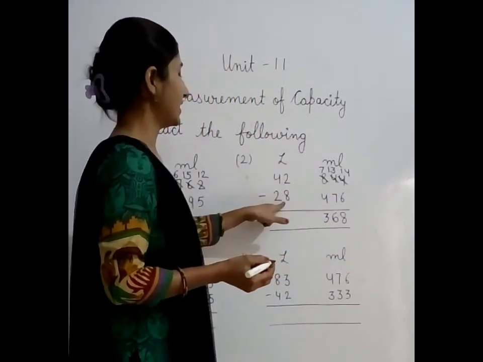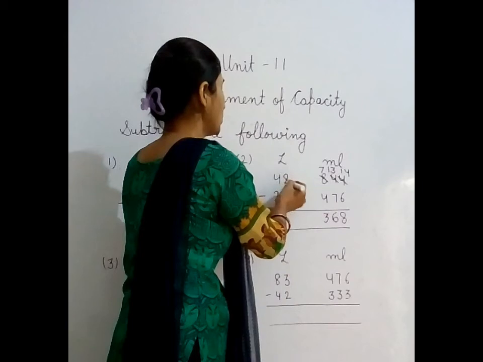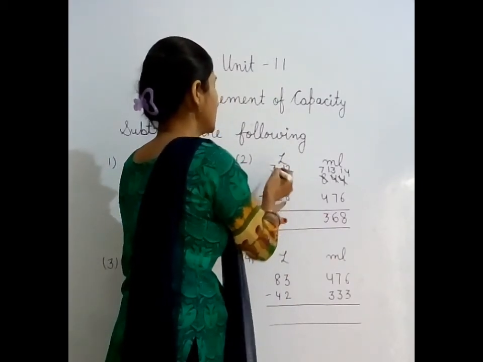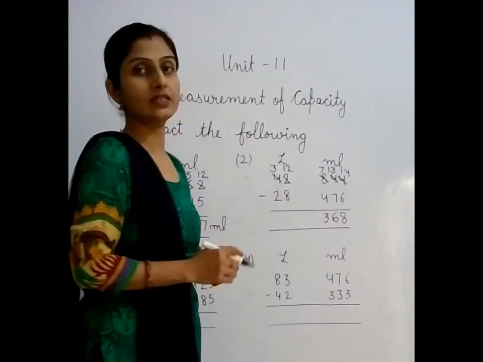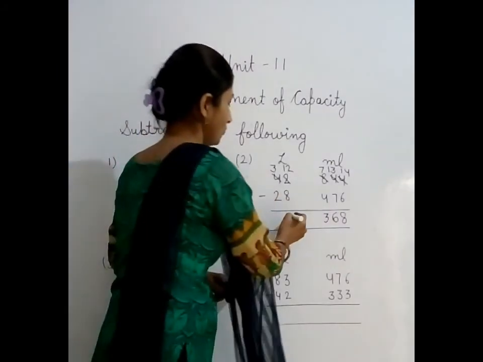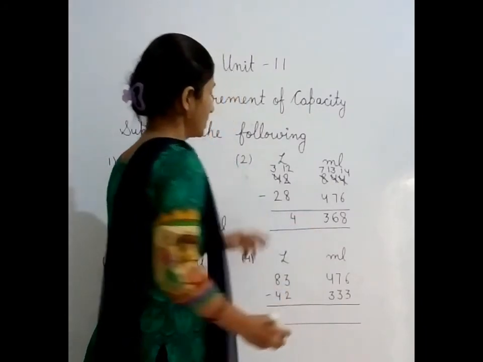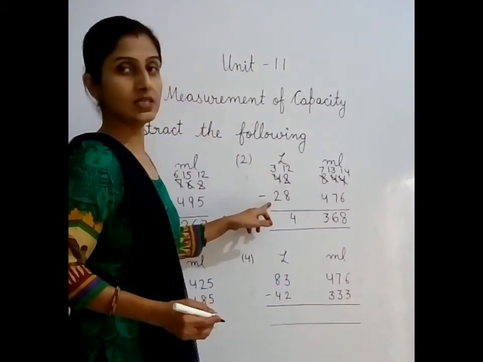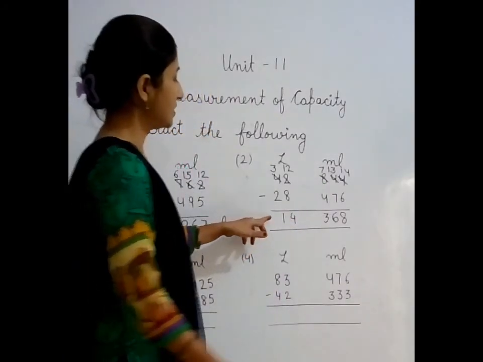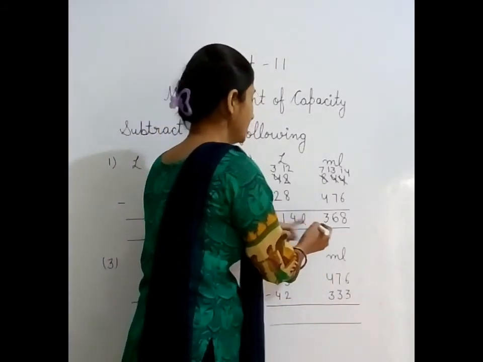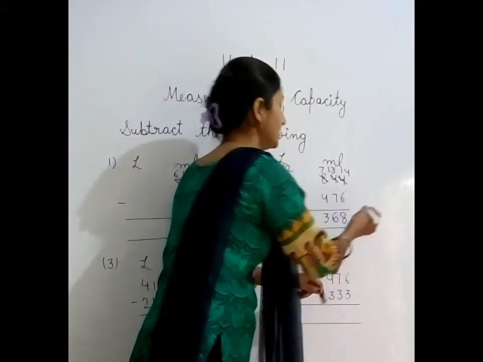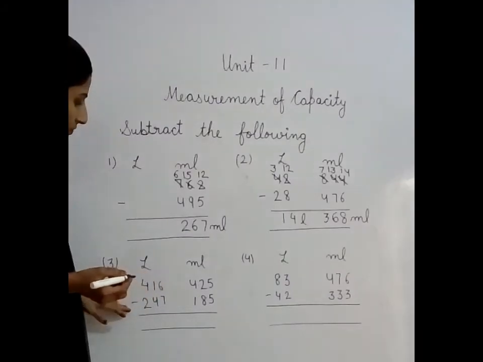Move to liter side. 2 minus 8. Not possible. Taking borrow. Here is 12 and here is 3. 12 minus 8. Yes, give me the answer. 12 minus 8 is? Yes, 4. Now 3 minus 2 is 1. So what is our answer? Our answer is 14 liter 368 milliliter.